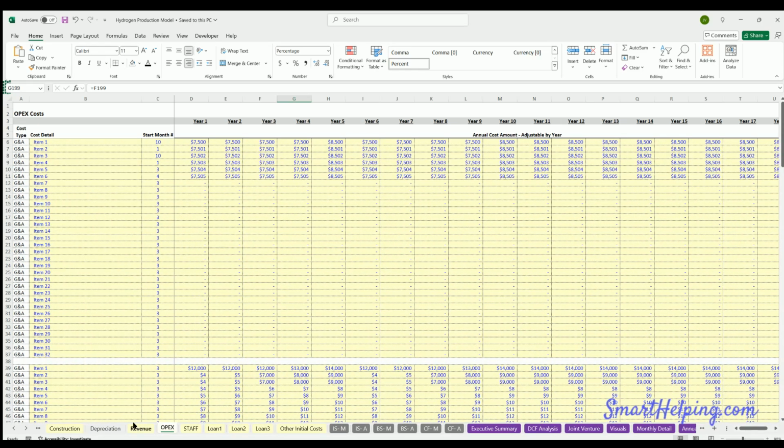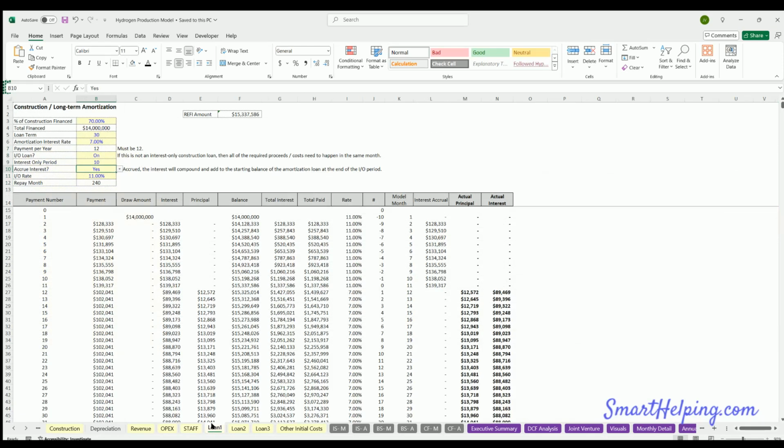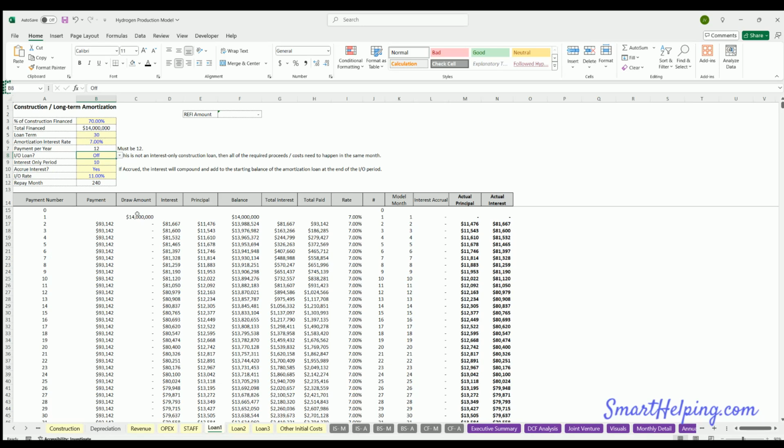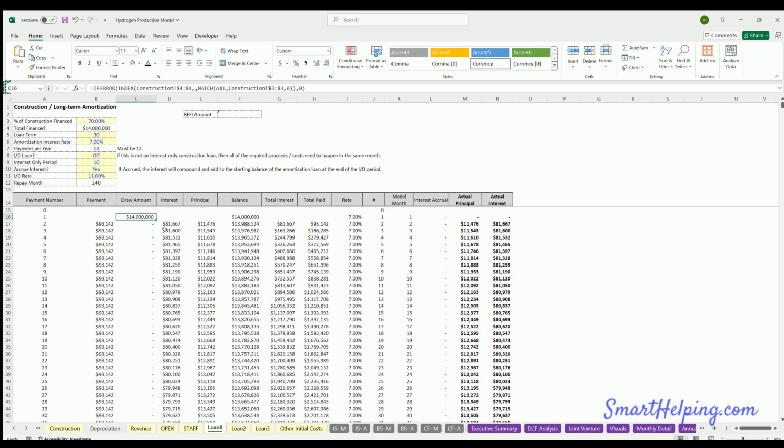So now that you've got all your revenue input, you've got all your Opex, you've got staffing expectations, we have loan here. Now this loan 1 is for the construction. It doesn't have to be a construction loan with interest only. We could turn interest only off. And in that case, if you have interest only off, all your costs that you're drawing on that construction tab here need to be in month 1, or in the first month of whatever. It just has to be all in 1 month, whatever that month is. And then you'll just have a regular P&I loan, principal and interest loan from that start month.